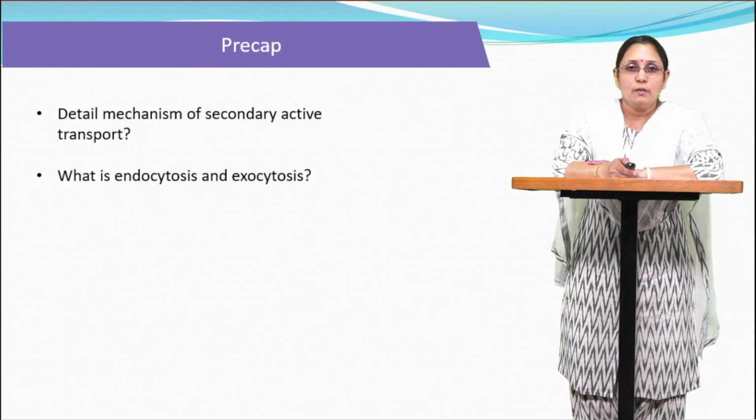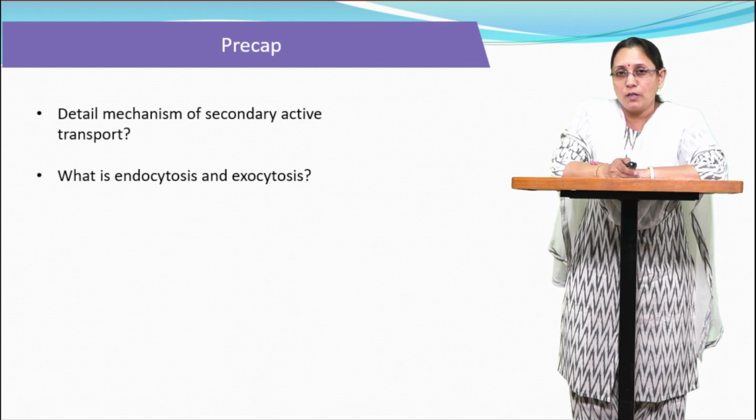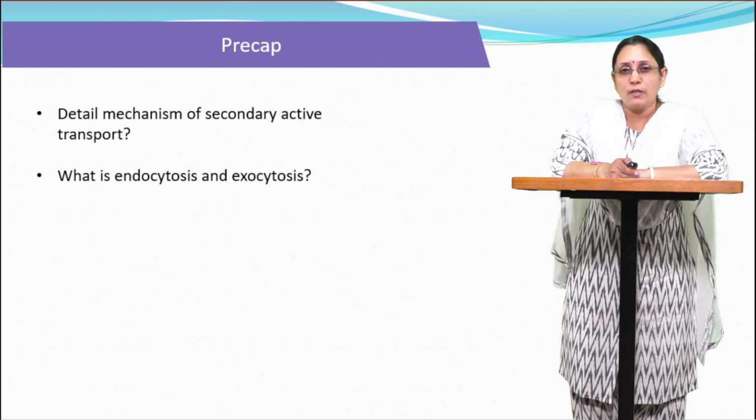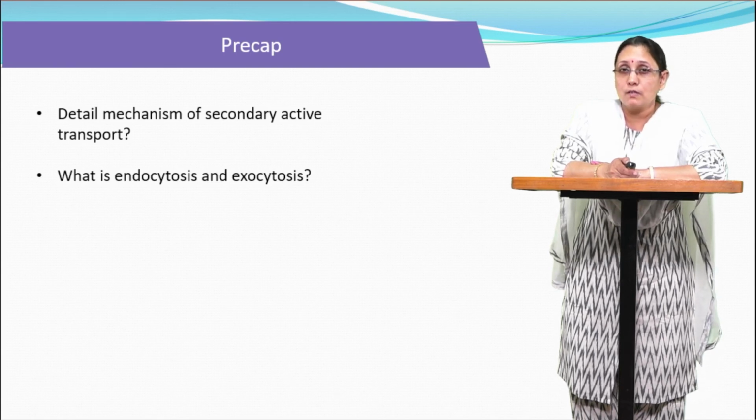In the next lecture, we are going to talk about the detailed mechanism of secondary active transport, and the other transportation mechanisms, which are endocytosis and exocytosis, then diffusion, what is facilitated diffusion, and what are symport, uniport and antiport. All these mechanisms associated with transportation, we will see in the next lecture.